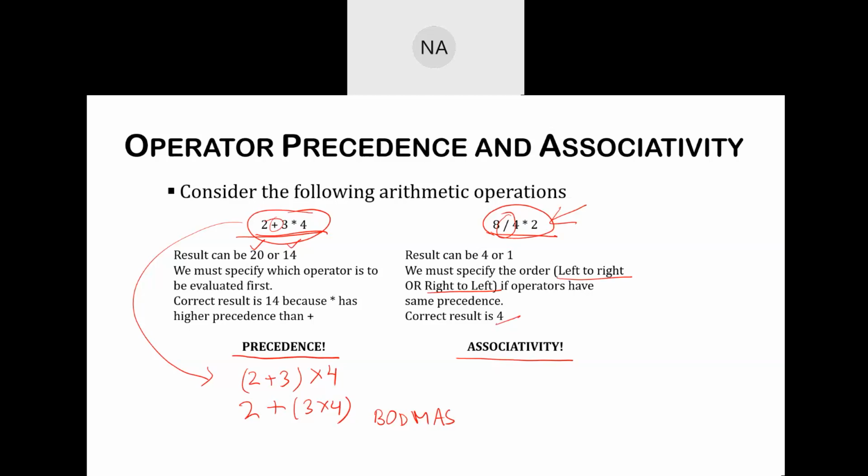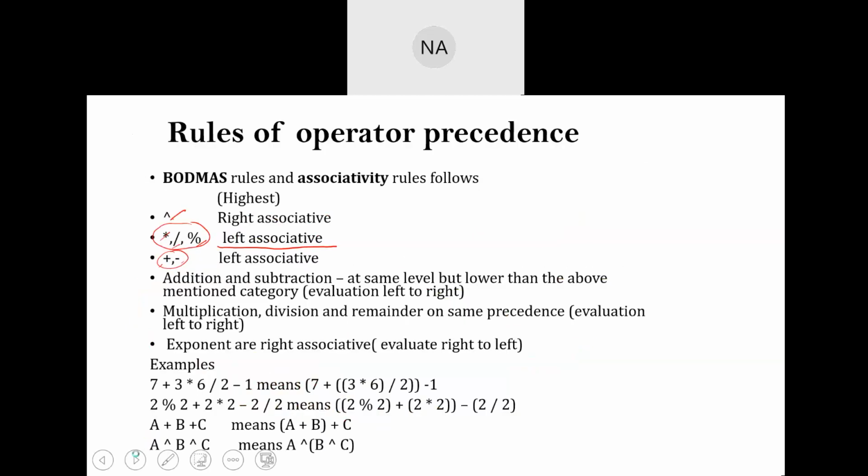So for evaluating a given C expression without any ambiguity, we require both precedence rules and associativity rules. Precedence rules assign a precedence level to each operator, and associativity rules assign the order to a group of operators which are at the same precedence level, and that associativity order is either left to right or right to left. In this slide, the precedence levels and associativity rules are specified for the common mathematical operators.